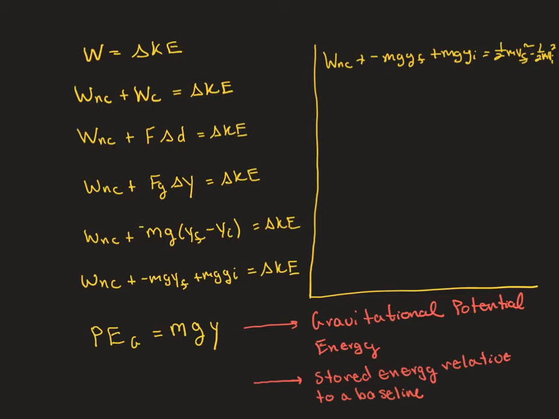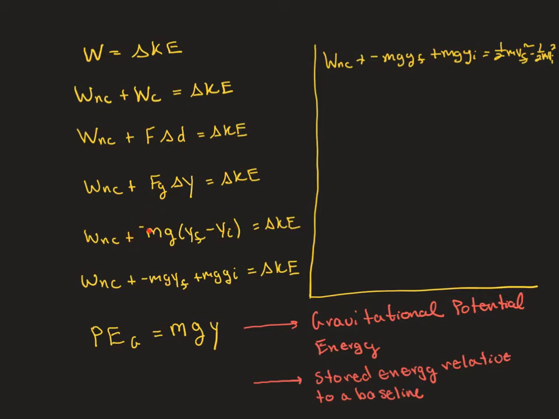So we're going to split our work conservative into a force times a displacement and plug in the force due to gravity for our force. And since the force due to gravity acts only in the y direction, we're going to multiply it by delta y, because remember the force and the displacement have to be parallel to each other. I've now subbed in for the force due to gravity, so that's mass times acceleration due to gravity. Remember, this is negative. And then delta y is always y final minus y initial.